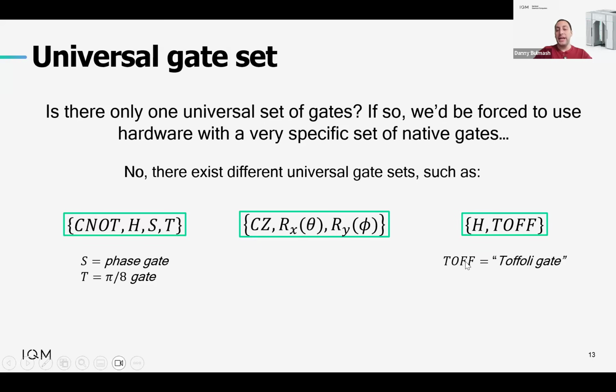There's another one on the right, which only has 2 gates in the universal gate set. All you need is the Hadamard gate and the so-called Toffoli gate, which you can look up if you're interested in that. But this center one is also a universal gate set, and that's what we use on IQM machines. It's the controlled Z operation, rotations about the x-axis by any angle theta, and rotations about the y-axis by any angle phi. So in fact, IQM's native gate set is universal, so we can do any quantum operations we want on this hardware by just using these gates.